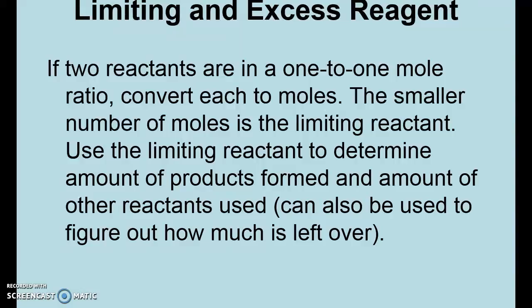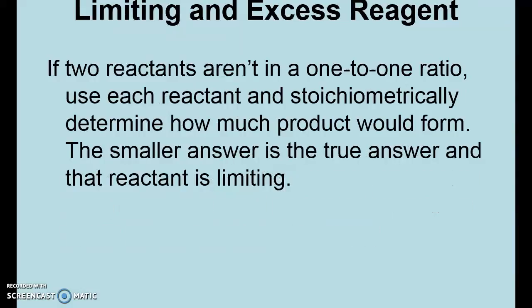So if it's any other ratio other than 1 to 1, you're going to have to treat it a little more complicated to find out which one is the limiting reactant. You're going to have to factor in that mole ratio. So one way of doing that, I think the most student-friendly way of doing that, is to actually calculate twice using each of the reactants that you're given and choose the smaller answer as the true answer. And whichever one gave you the smaller answer would be the limiting reactant.